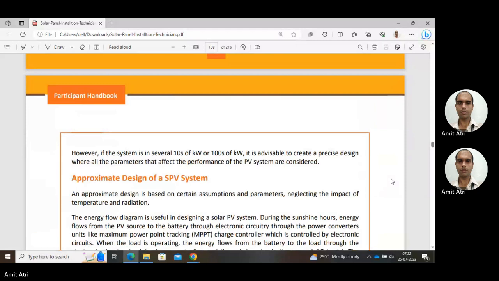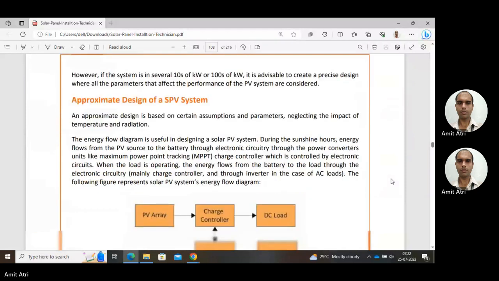A common household load can work on approximate design. In case of a 100 kilowatt plant, a 1-2 kilowatt small size load is okay for approximate. But if the 100 kilowatt system we have to design has a capacity of 100 kilowatt or more, 200, 300, then precise design will be preferred. In that case, we have to consider all of the parameters. Average sunshine hours we have to find for that location.